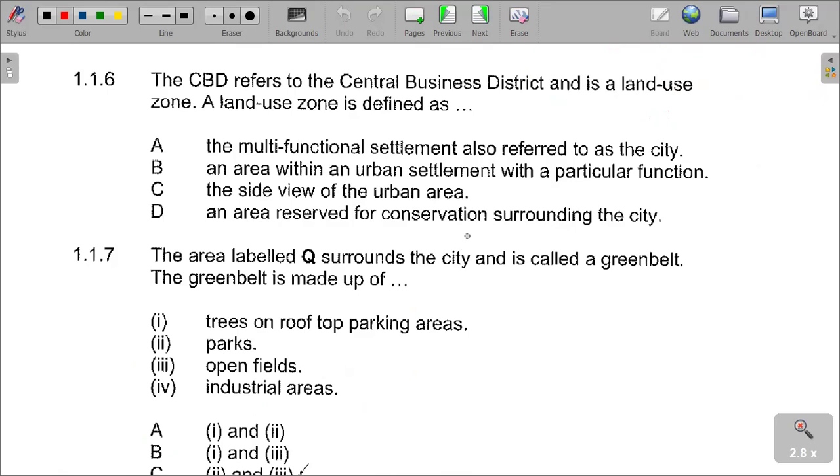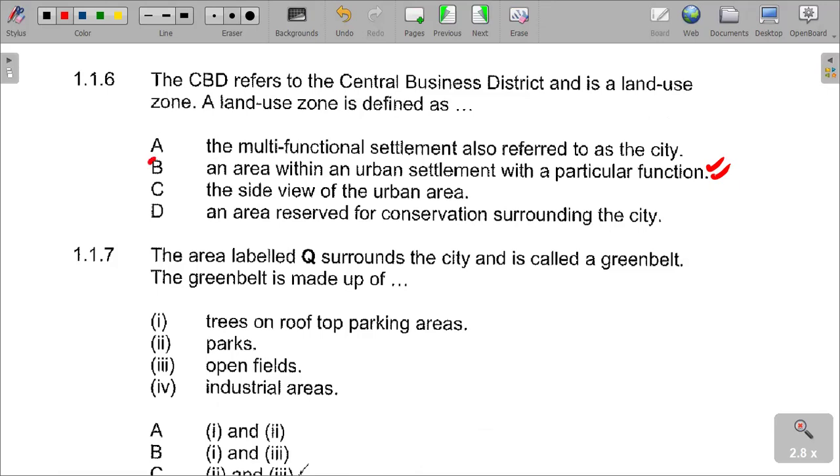So the CBD refers to the central business district and is a land use zone. CBD is the central business district and is a land use zone. Obviously, that is true. A land use zone is defined as dash. What is a land use zone? When we look at an area within an urban settlement with a particular function, there is a particular area in the urban area that is actually set aside for a particular function. So the particular function occupies a specific area within an urban settlement.